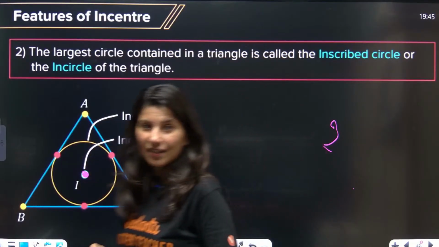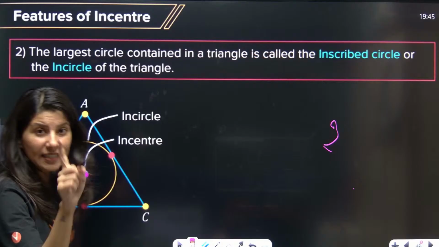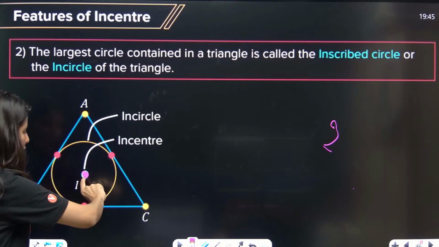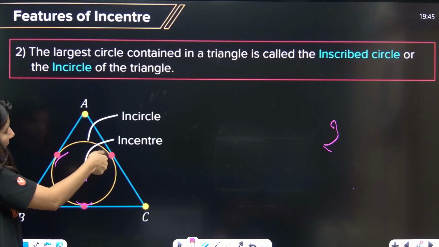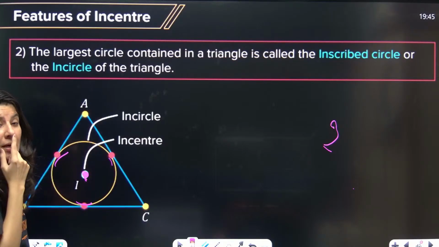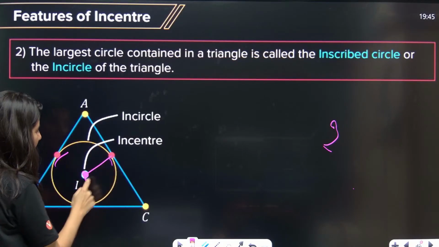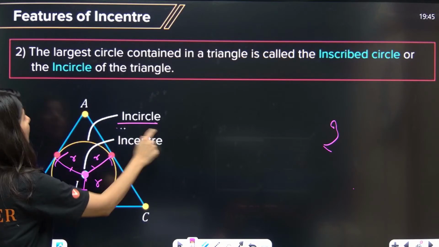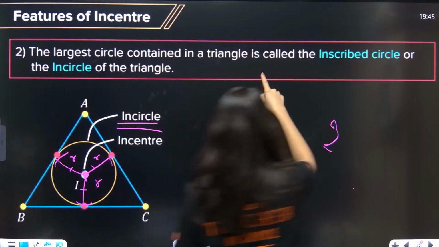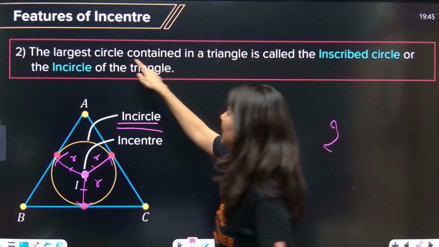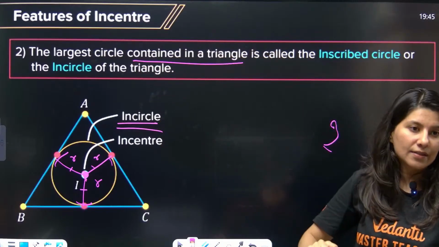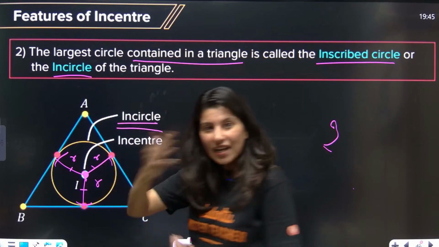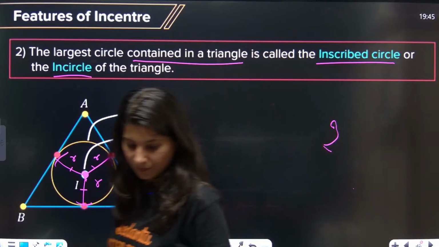Using that, if you keep the tip of the compass over here and the pencil just here and here and here, you will be able to draw a circle which is touching all three sides. That distance is nothing but the radius of the circle. This is your in-circle. So, the largest circle contained in a triangle, contained meaning it is touching all three sides, is called the inscribed circle, or you can call it the in-circle. Inscribed means inside.